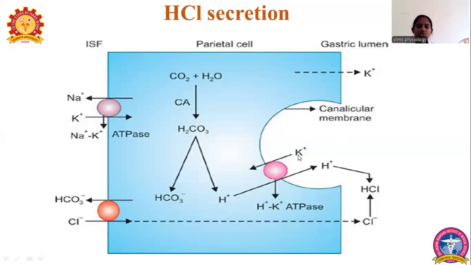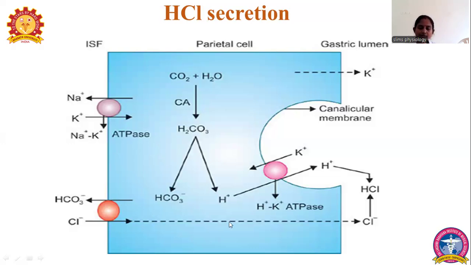But what happens to the potassium which is being exchanged for hydrogen? This is again recycled back into the gastric lumen for this pump to work. Then the level of sodium and potassium inside the cell is also maintained by the sodium potassium ATPase pump on the basal side of the membrane.